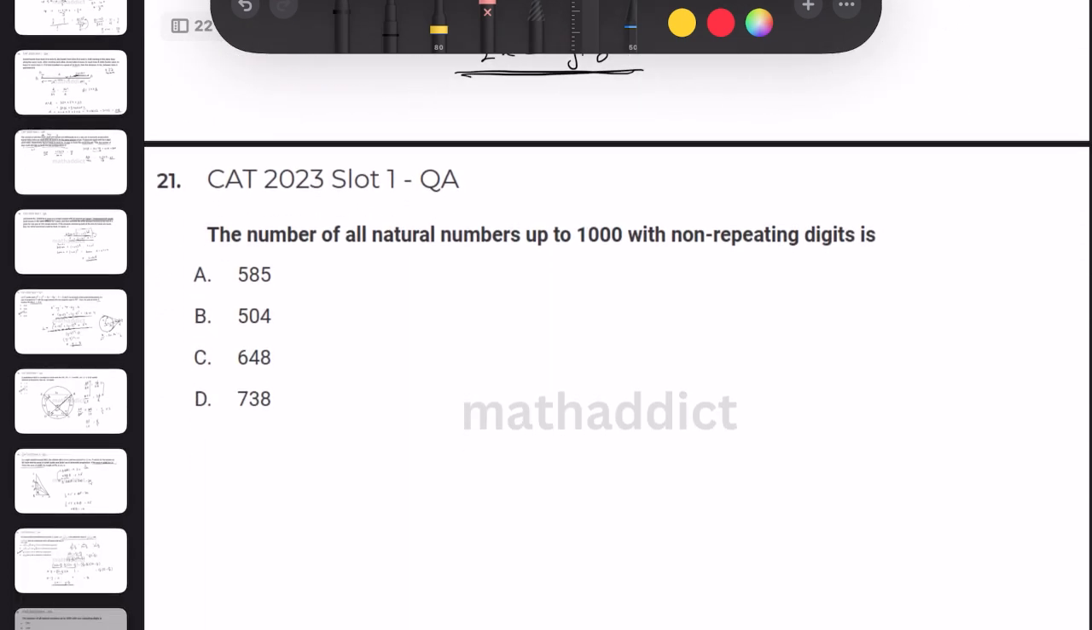Okay, the number of all natural numbers up to 1000 with non-repeating digits. So let's start with all the one digit numbers. So there are 1 2 3 4 5 6 7 8 9. So 9 plus all the 2-digit numbers with non-repeating digits.